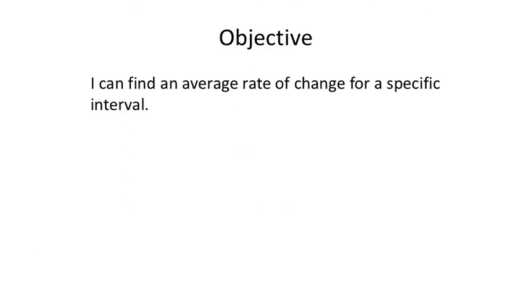There's the objective again. I can find an average rate of change for a specific interval. We now know that we don't care if these are linear or exponential. The average rate of change is just using the slope formula for the two specific values that are given in the interval. An interval is not an ordered pair.